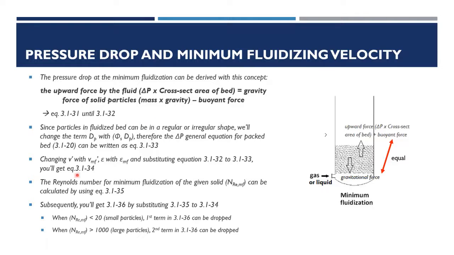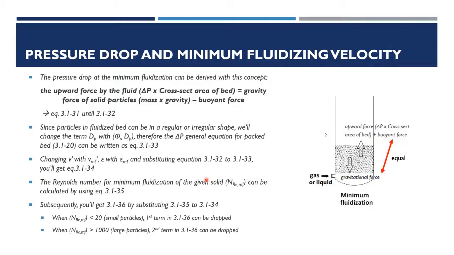Now, the Reynolds number for the minimum fluidization of the given solid, we call it Reynolds number MF. So a lot of Reynolds numbers. The Reynolds number commonly used for fluid flow, Reynolds number for packed bed, Reynolds number for minimum fluidization, and Reynolds number for particle. The Reynolds number can be calculated using 3.135. This is for the condition of minimum fluidization of the given solid.